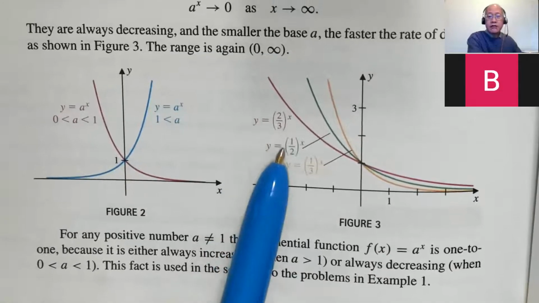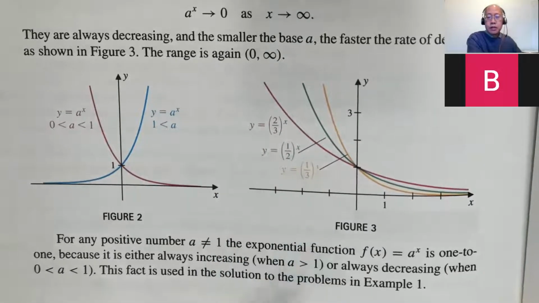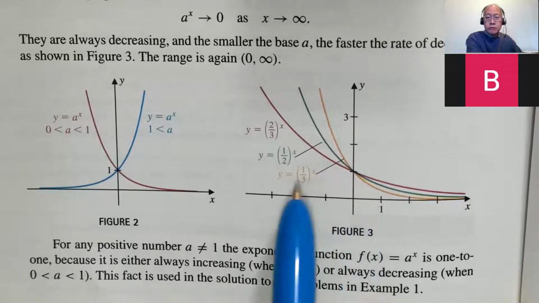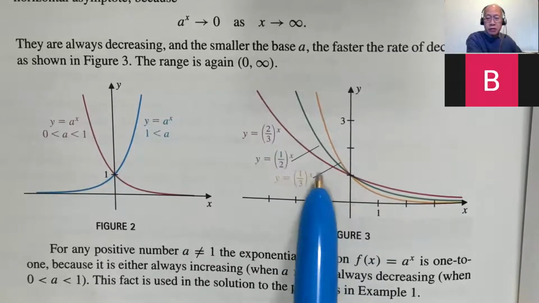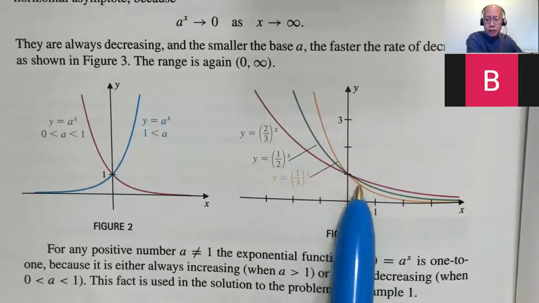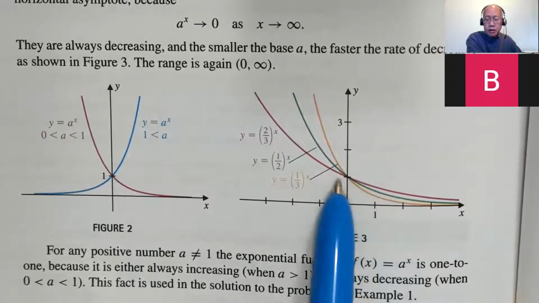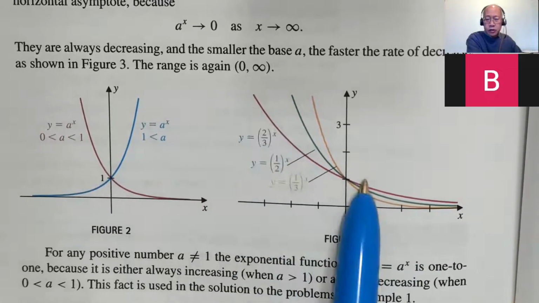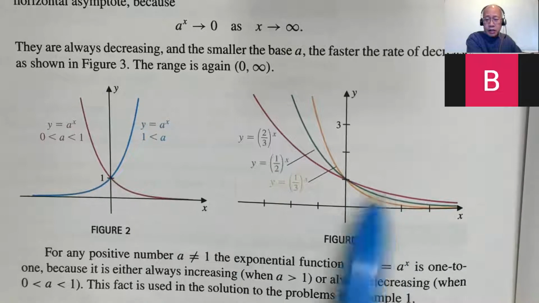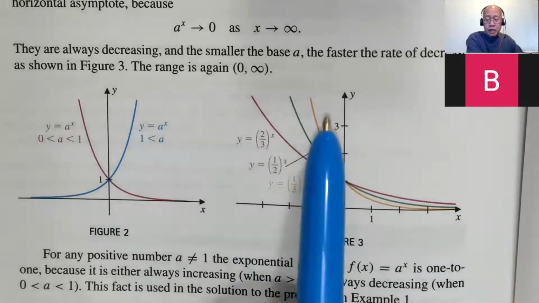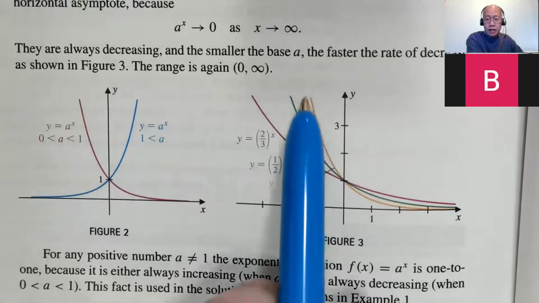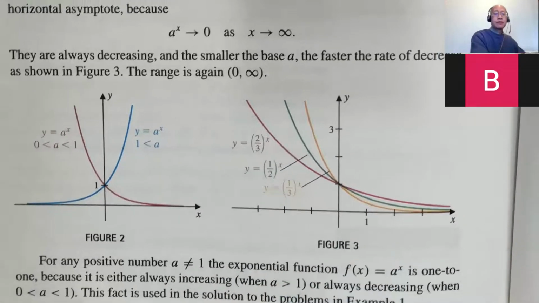So 2/3 to the x, 1/2 to the x, 1/3 to the x, and so on. So 1/3 is smaller than 1/2, which is smaller than 2/3. So 1/3 is below here and here and here, but they switch on this side. So the red was the highest here, but it's the lowest here. And likewise for the yellow. The yellow is the highest here, it's the lowest over here. And they all go through (0, 1) because anything to the 0 is equal to 1.